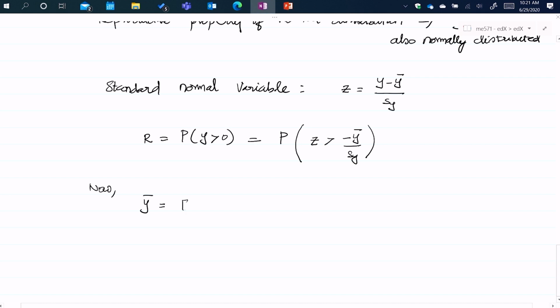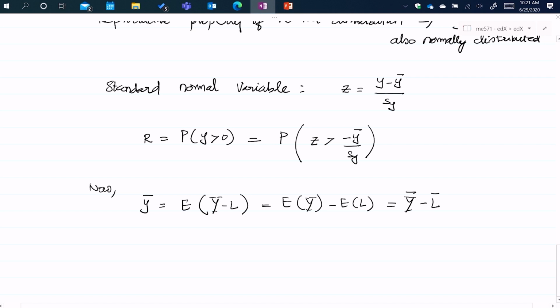Y bar is the expected value of strength minus load. That's the expected value of strength minus the expected value of load, because the expectation of a sum is the sum of expectations. That's equal to the mean value of strength minus the mean value of load.